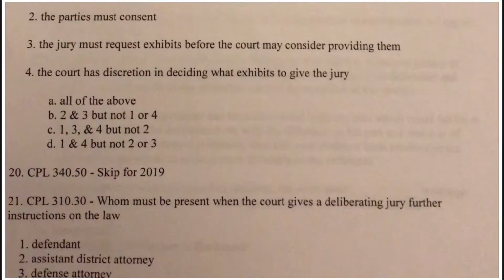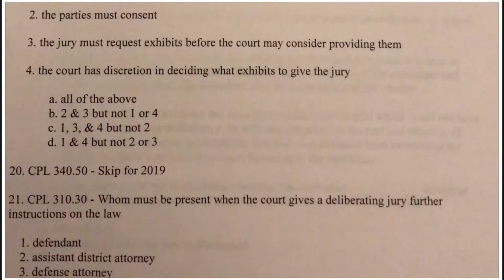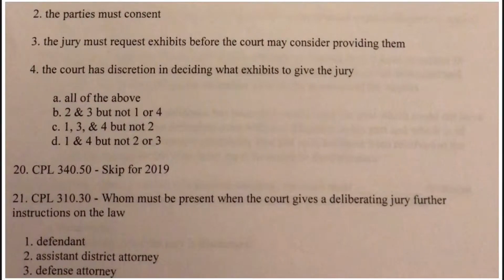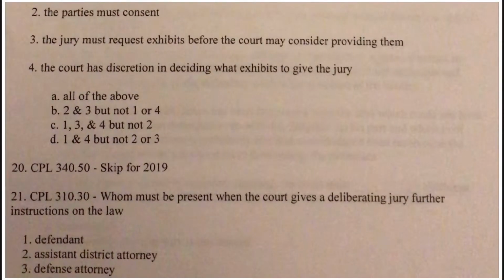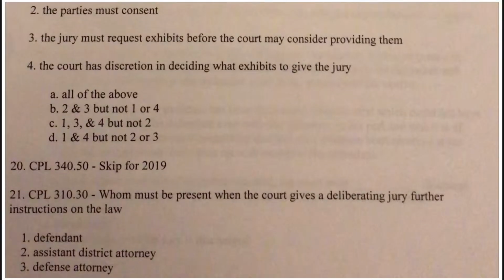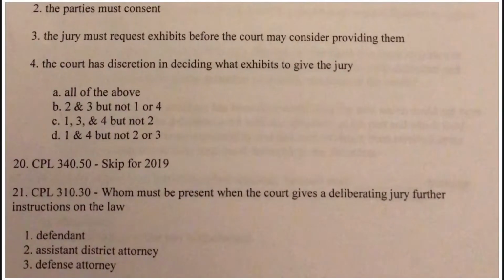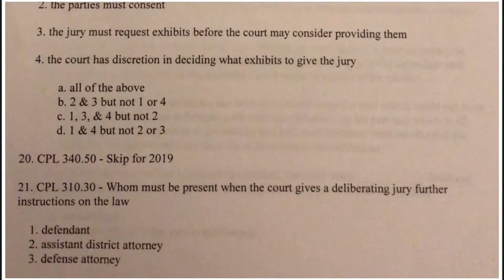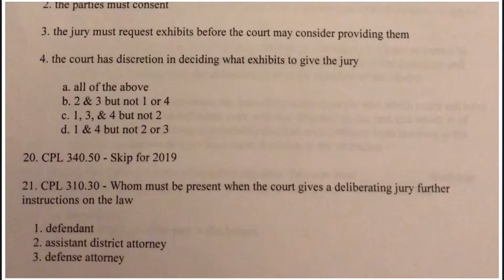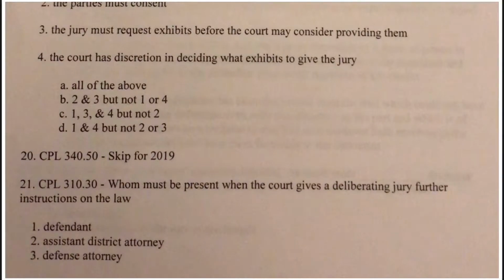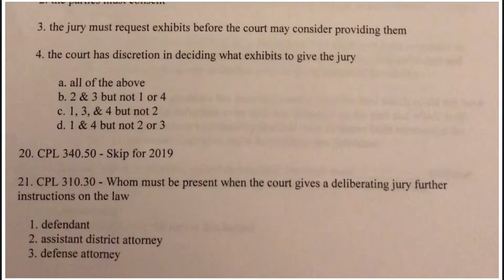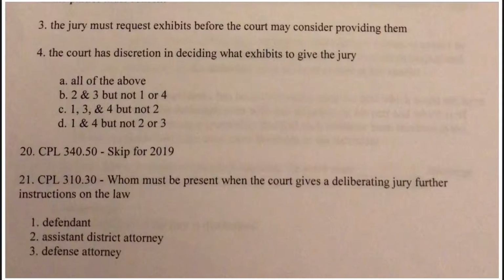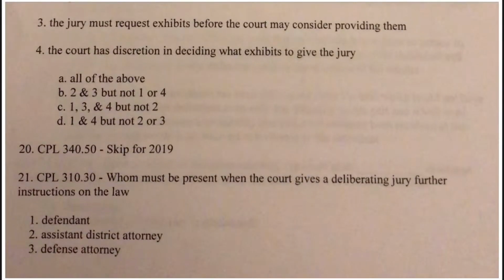So number 20, we are skipping. 21, who must be present when the court gives a deliberating jury further instructions on the law? And the answer is A, one only, the defendant only. The way the statute reads is that with proper notice to the parties and in the presence of the defendant, the court can give further instructions. And then it goes into the thing about with consent, the court can give a copy of the statute.